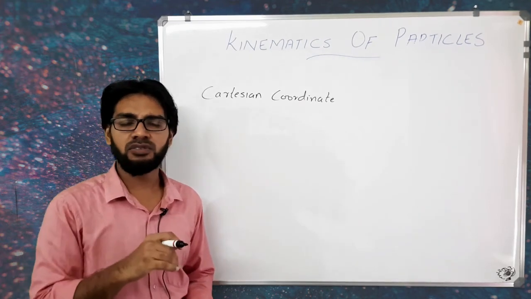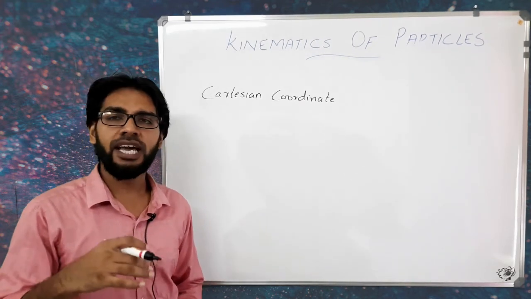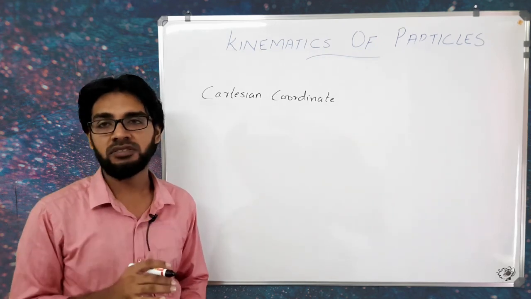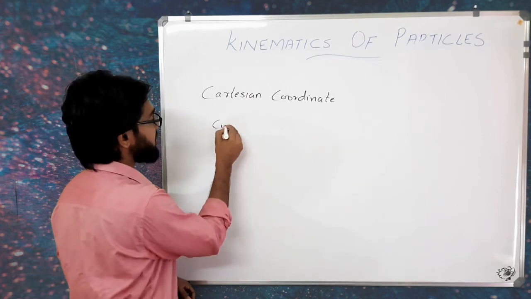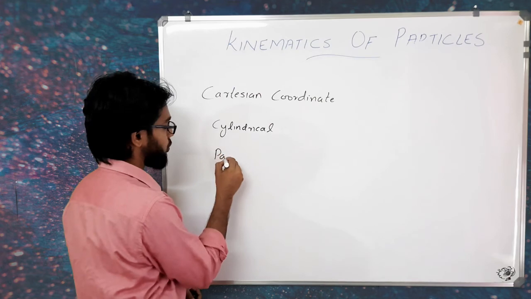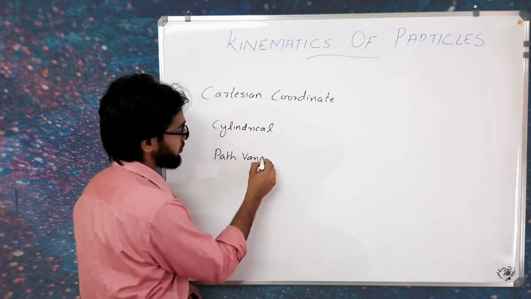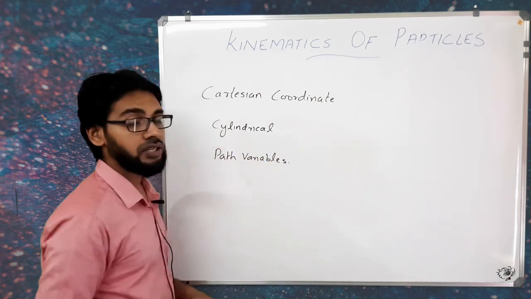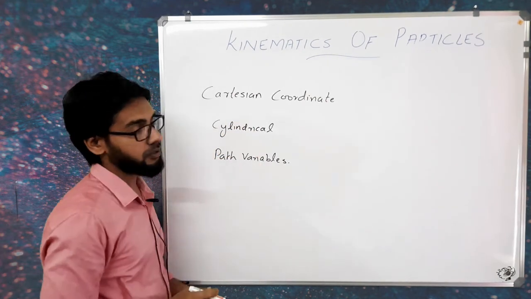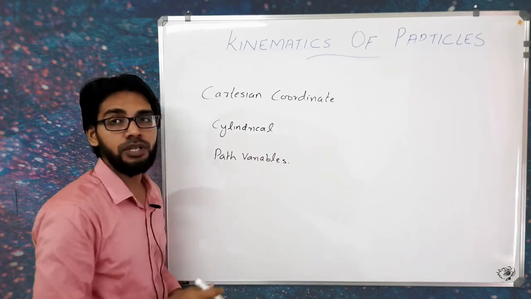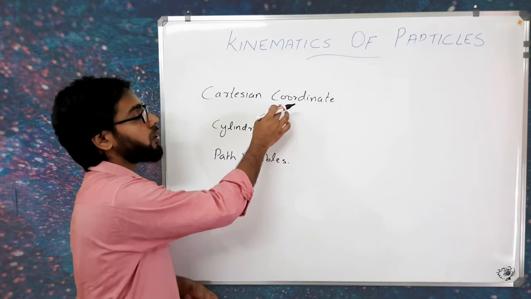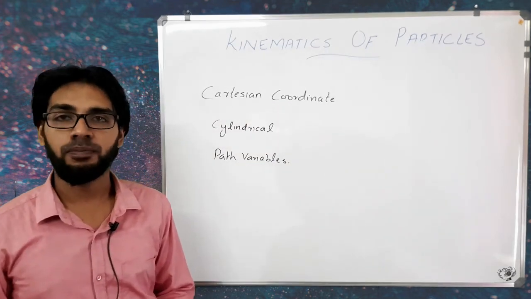But in some cases of curvilinear motion, the motion can be expressed, I would say, more naturally by using other coordinate systems such as the cylindrical coordinate system or using path variables. Sometimes choosing the cylindrical coordinate system or path variables helps us in solving the problems much easier compared to the Cartesian coordinate system.